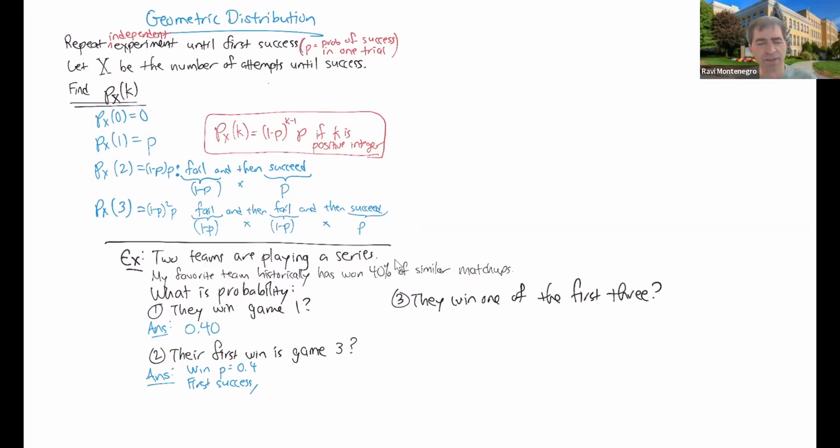Okay, and then their first success is game 3. And so that means it should be geometric.